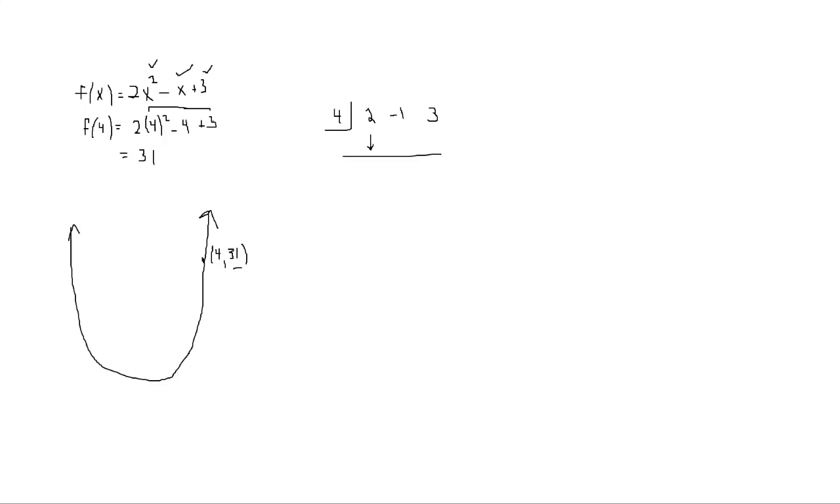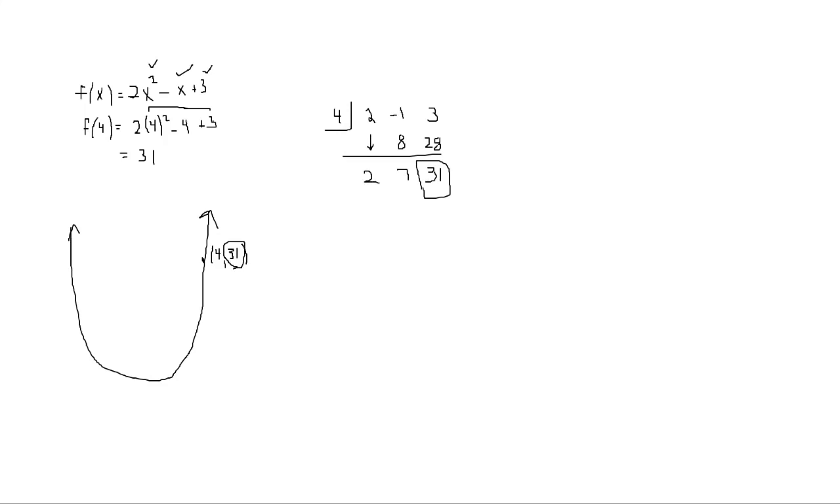So I will bring the 2 down, and then I'll multiply. 4 times 2 gives me 8. And if I add that column, I get a 7. And then 4 times 7 is 28. So that would go here. And then if I add this column, 28 plus 3 gives me 31. Notice that my remainder is 31. And it also happens to be the y value when x is 4.